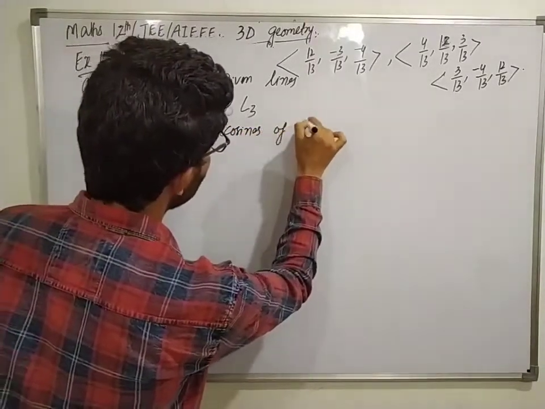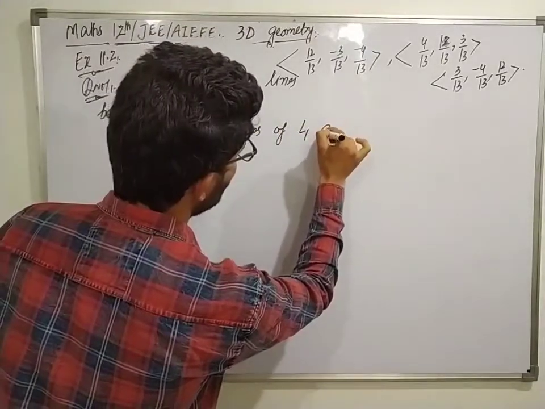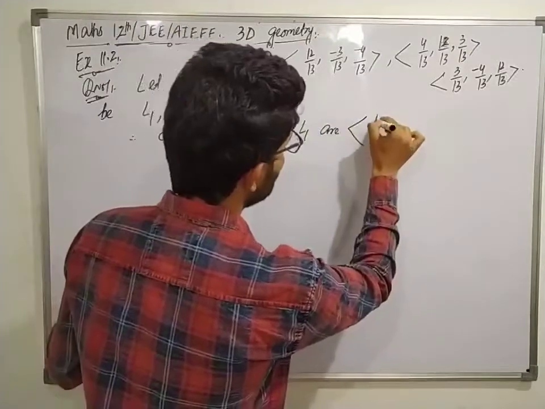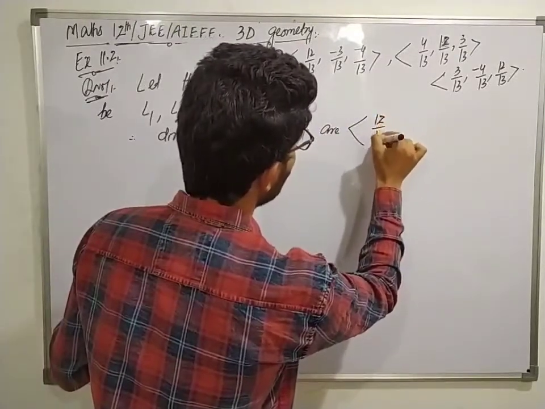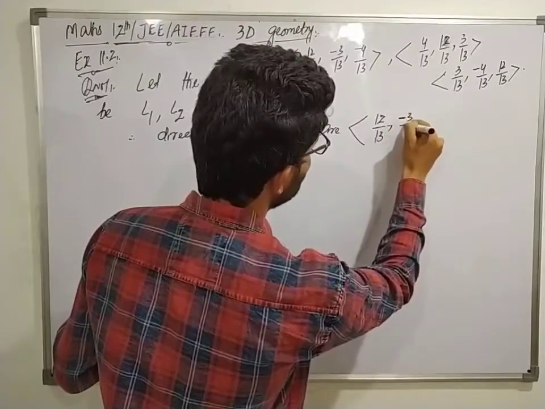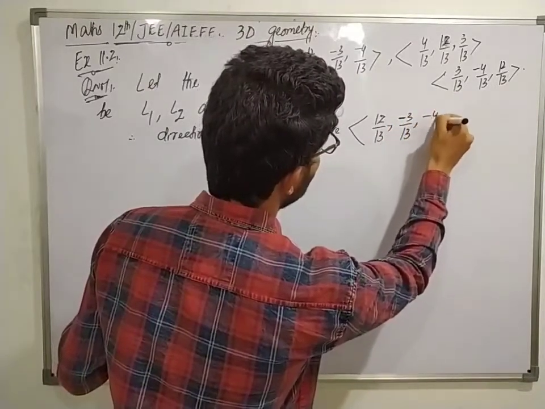Therefore, the direction cosines of L1 are the ordered 3-tuple of 12 by 13, minus 3 by 13, minus 4 by 13.